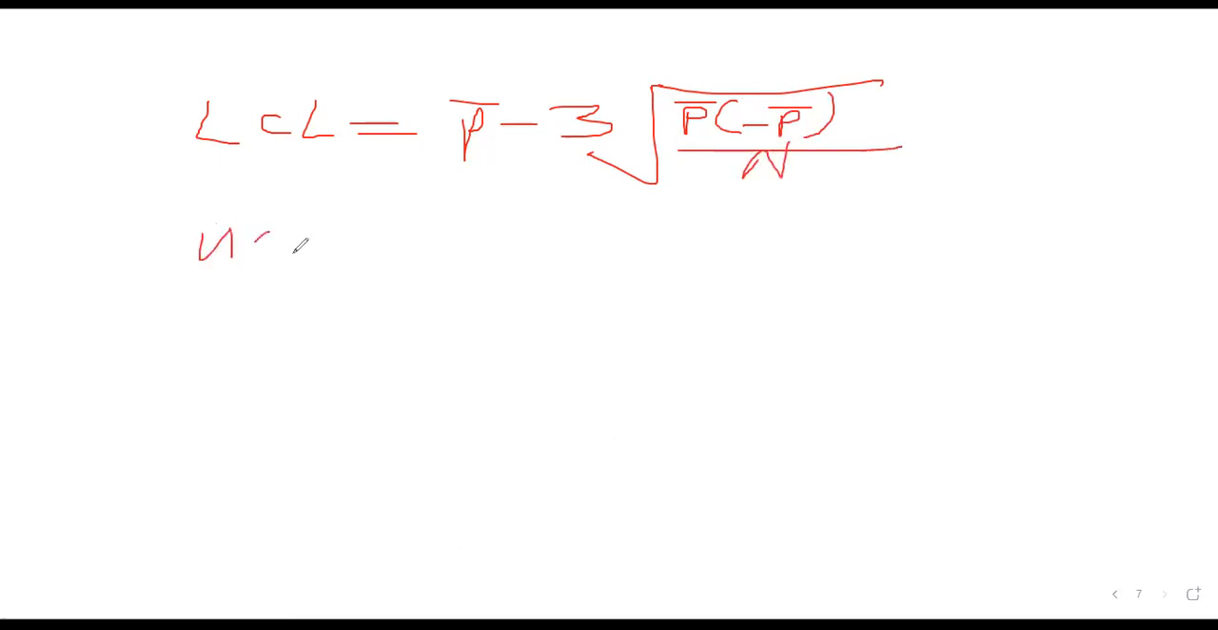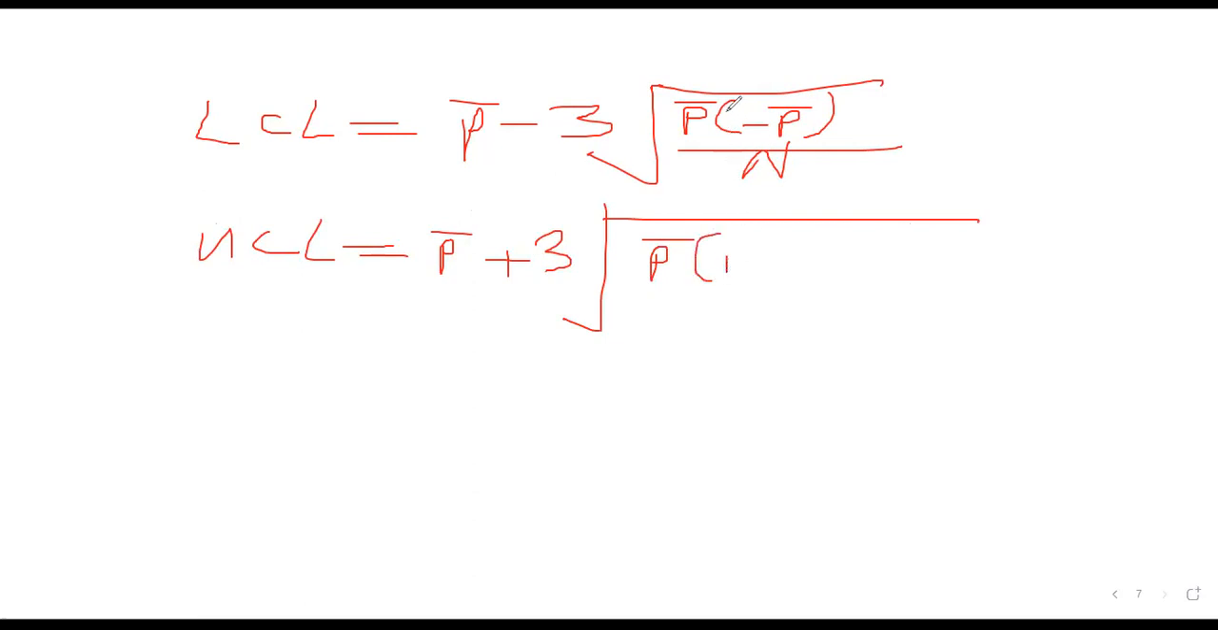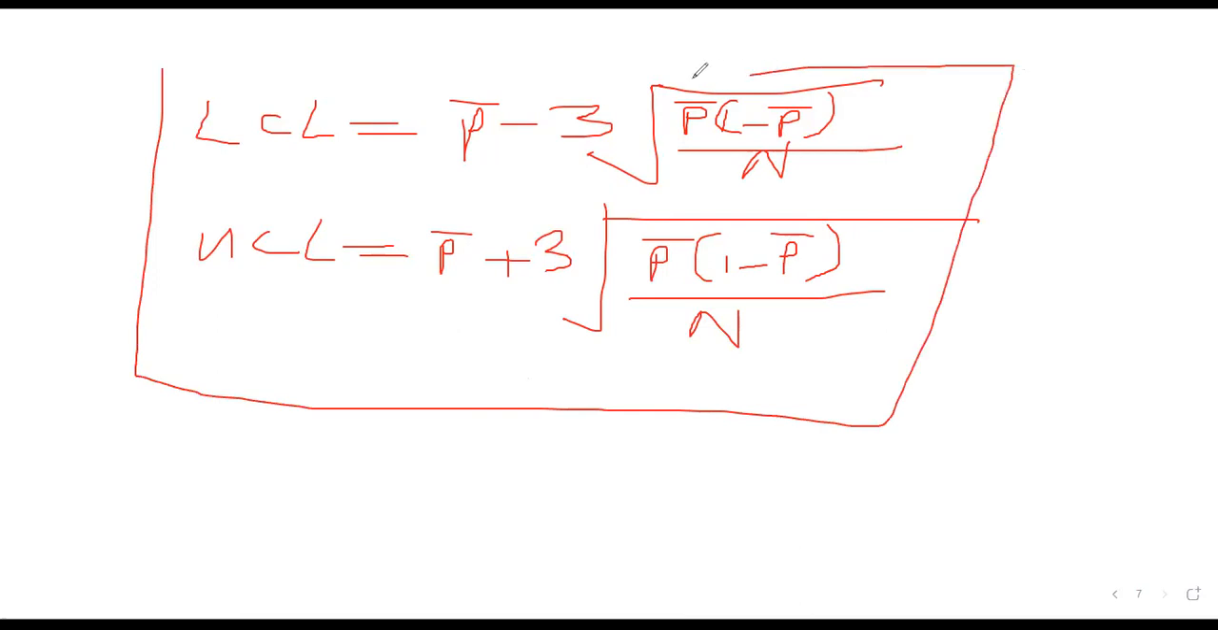The upper control limit is equal to P bar plus 3 square root of P bar, 1, so it's supposed to be 1 here, minus P bar over N. This is how you find the upper and lower control limits. This is for the P chart.